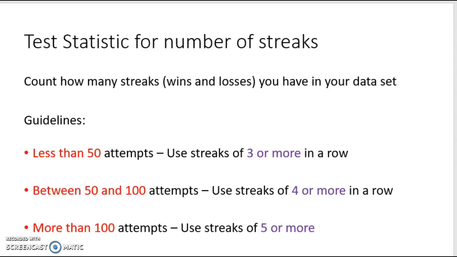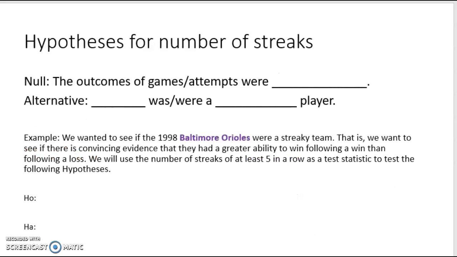If there are less than 50 attempts, we're going to use streaks of 3 or more. With 50 to 100 attempts, we're going with 4 or more. With 100 attempts or more, we're going with streaks of 5 or more. Okay, general guidelines. So here we go, hypothesis for number of streaks.